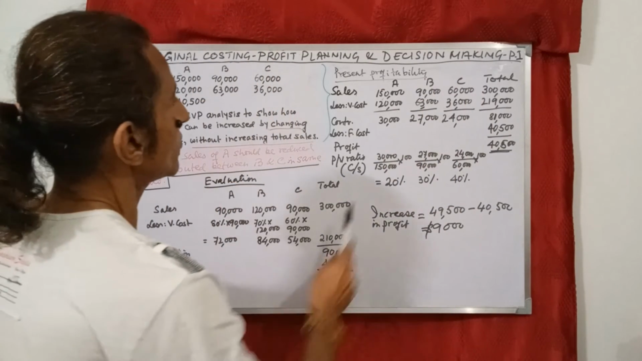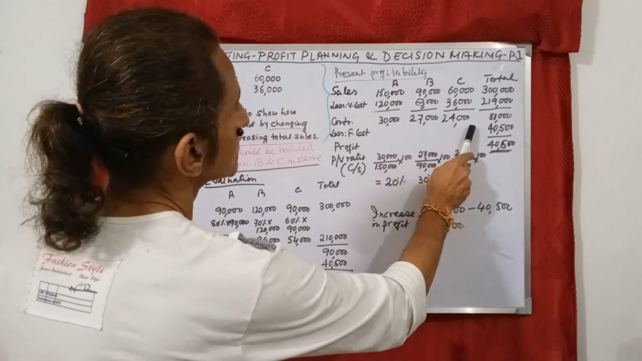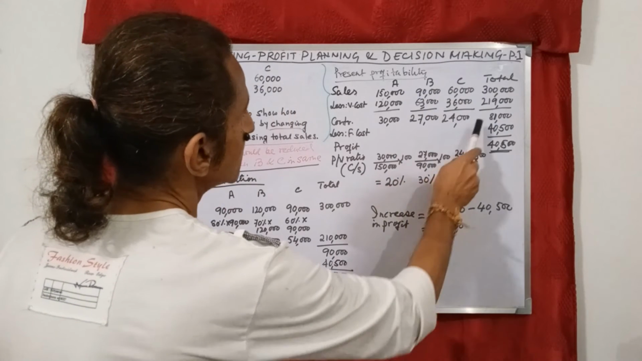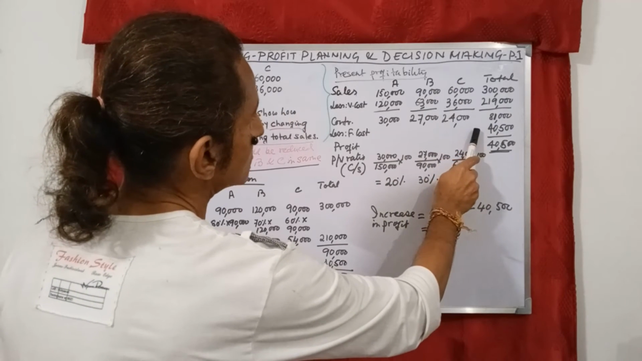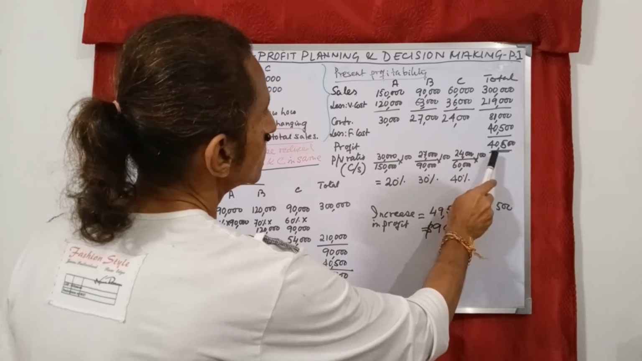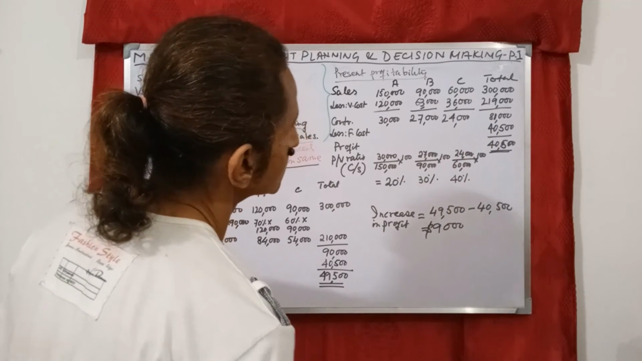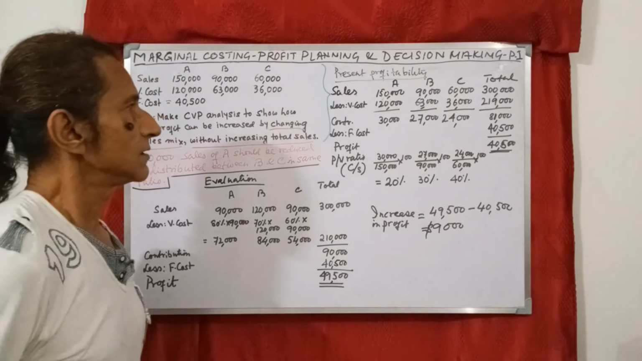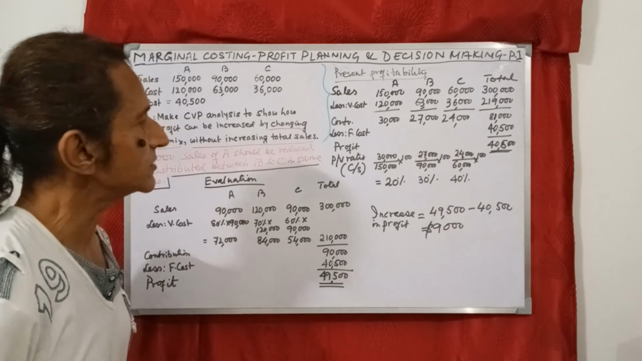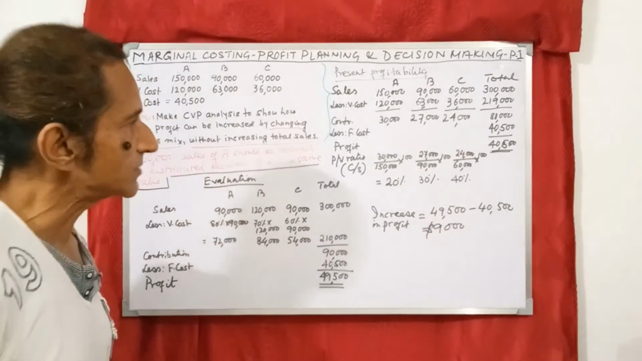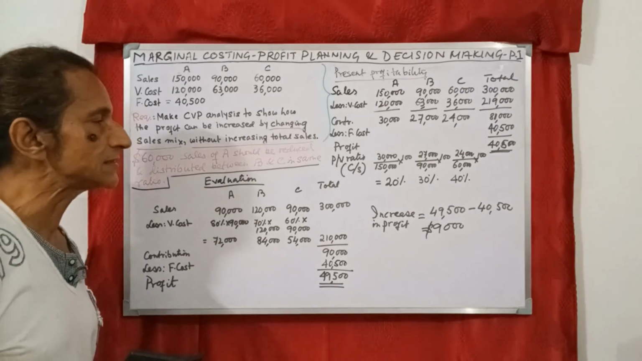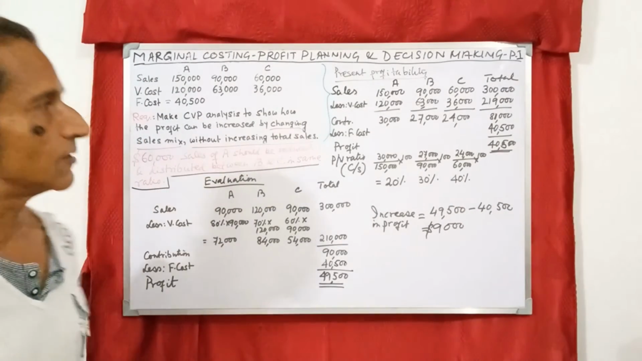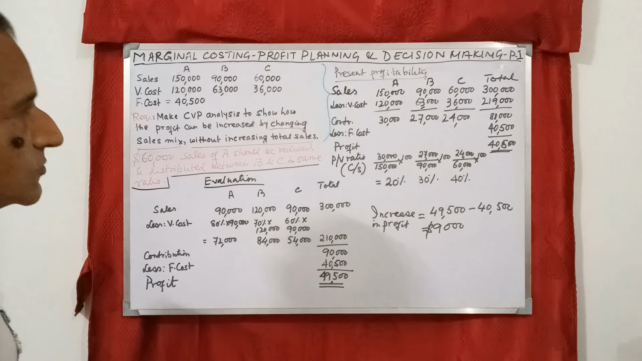And fixed cost is 40,500. So profit is 81,000 minus 40,500. That comes to 40,500. This is the present profit. Now, since the firm wants to decrease the sales of the less profitable products and increase the sales of more profitable products, we need to find out the PV ratios.